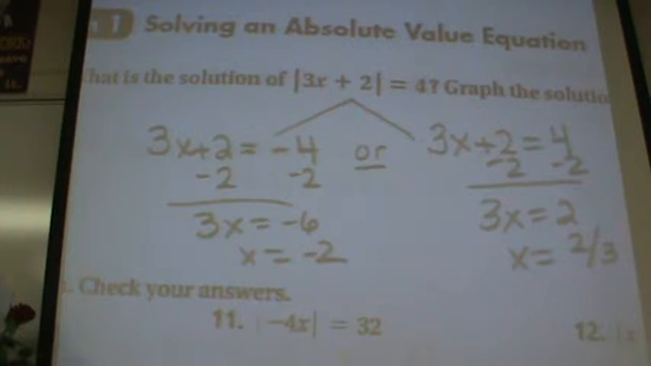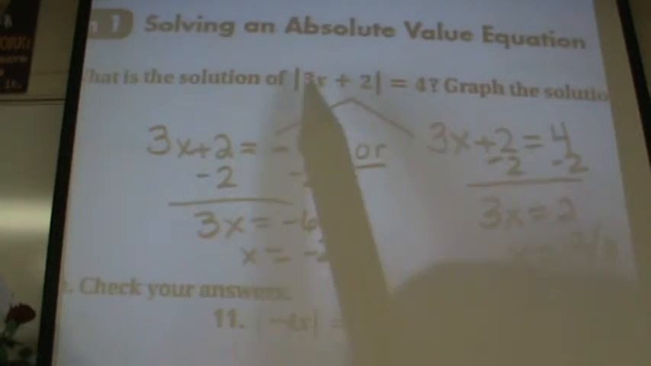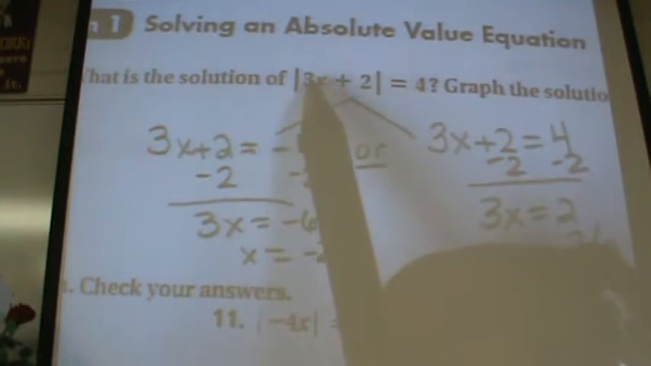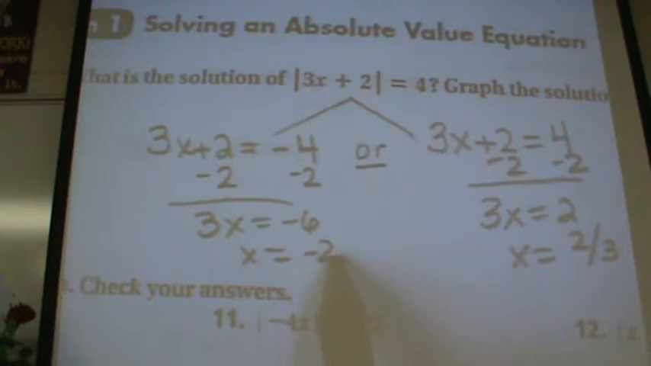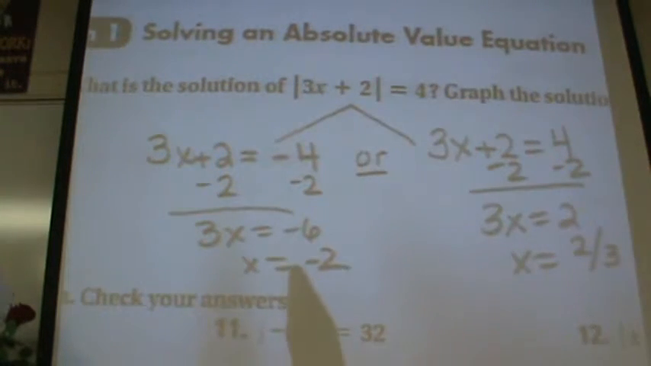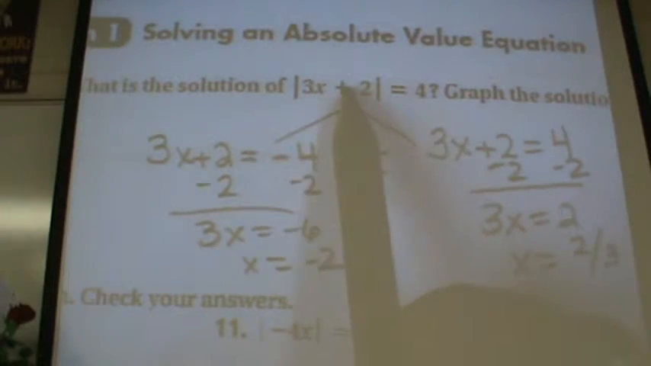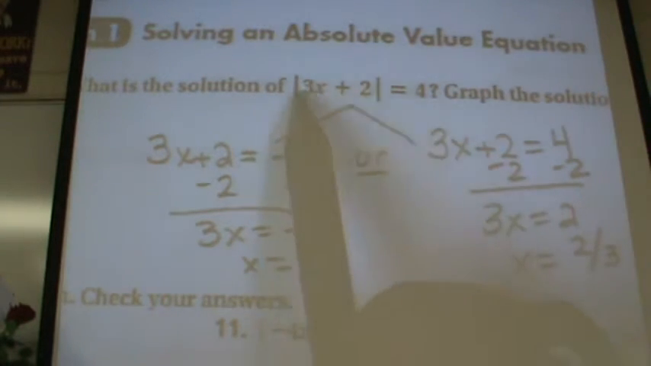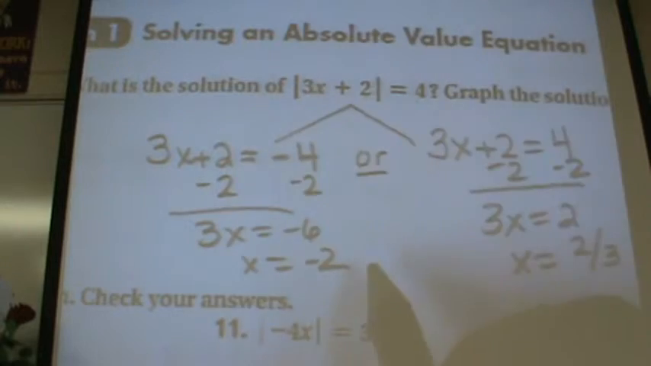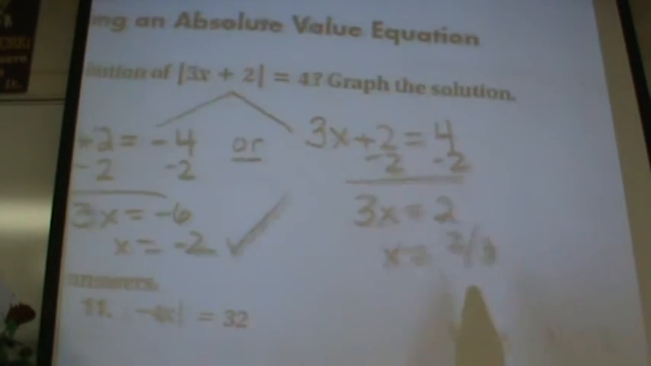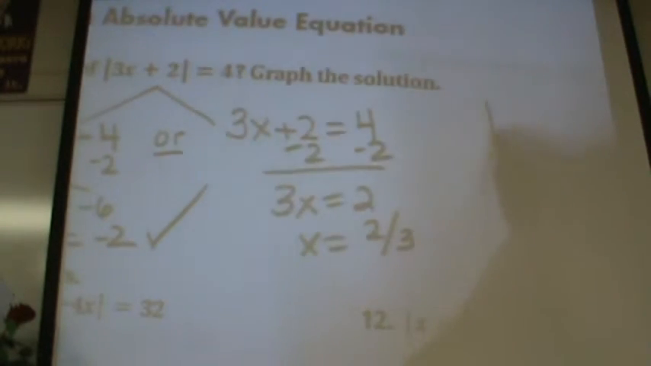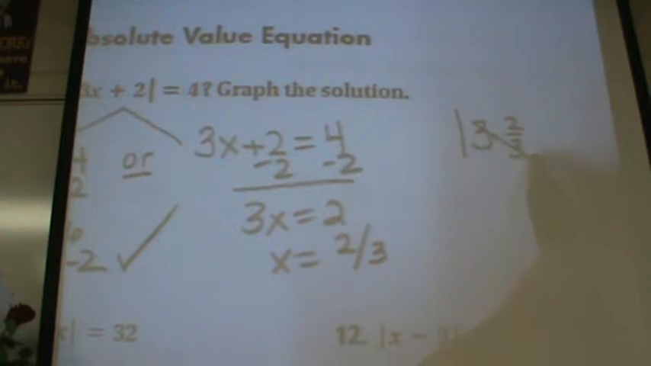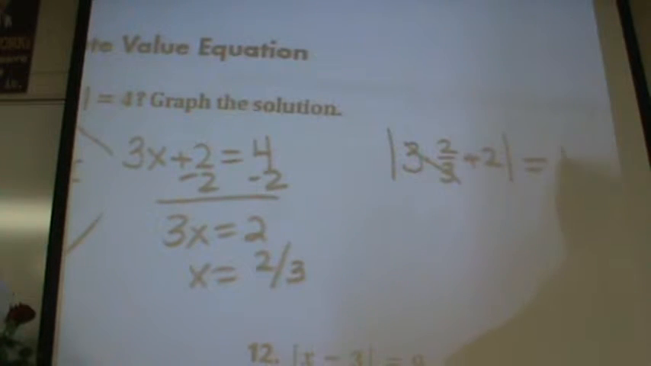Now, why do we get two answers? Because they both work. Watch this. If I plug in negative 2 here, can you do this in your head? This is our little check. What is 3 times negative 2? What's negative 6 plus 2? What's the absolute value of negative 4? It worked. How about this one, 2/3? What is 3 times 2/3? It's 2. And what's 2 plus 2? And what's the absolute value of 4?